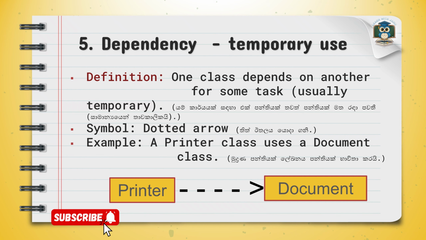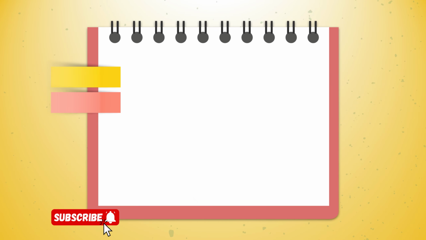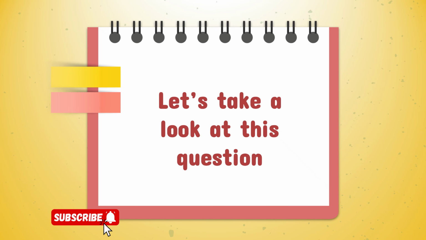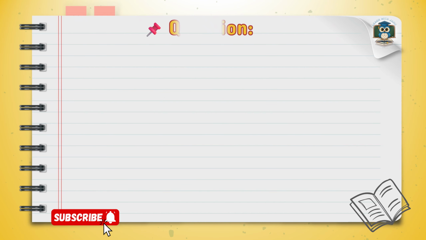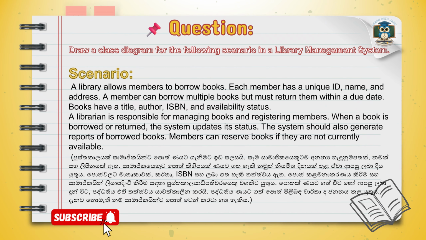So we are using this printer for some task temporarily. So this is the example for the dependency. Now I'm going to learn about a question about the class diagram. Let's see the question. Let's draw a class diagram for the following scenario. It's about a library management system. So this is the scenario for the class diagram.